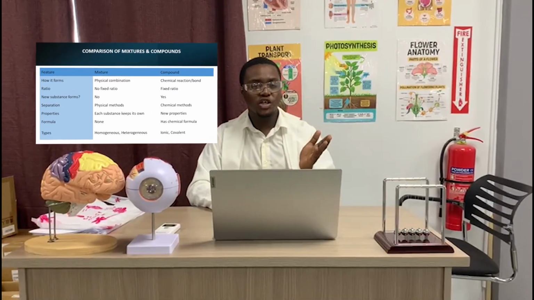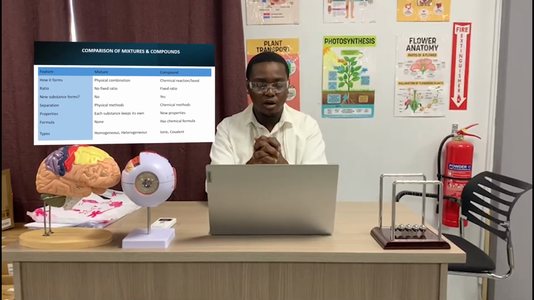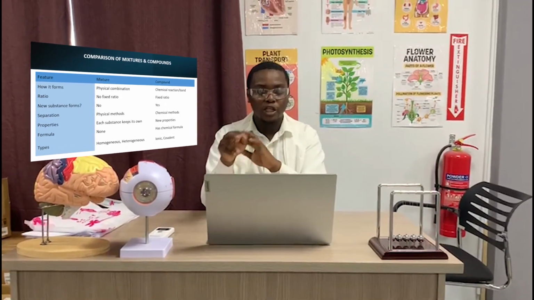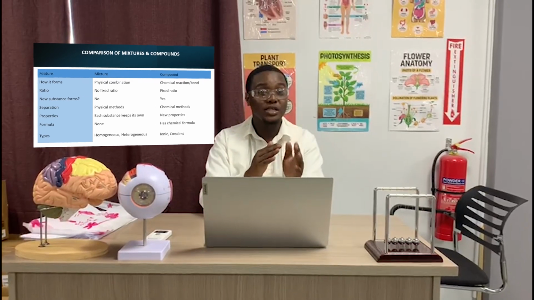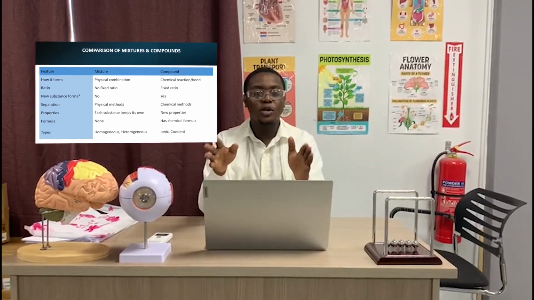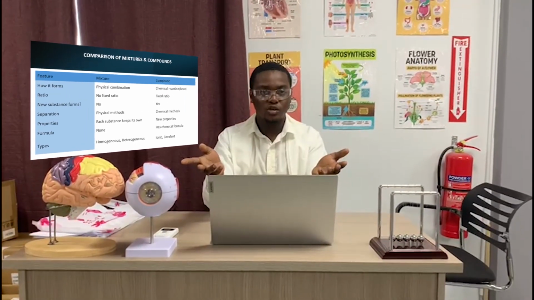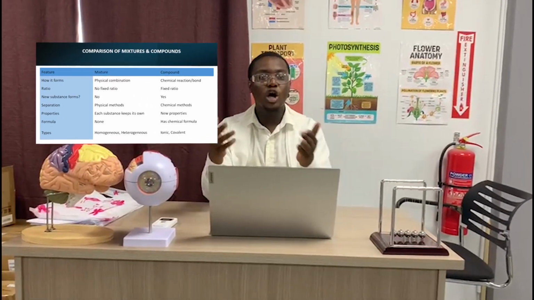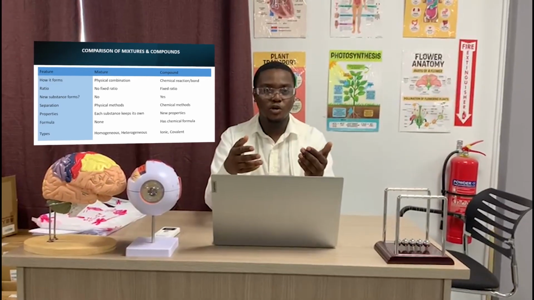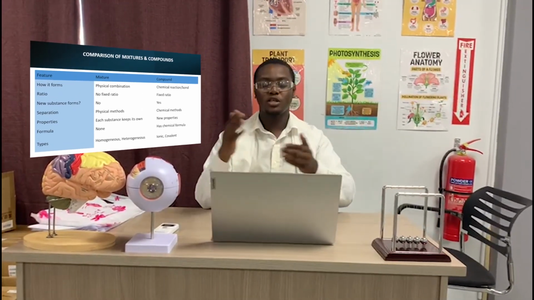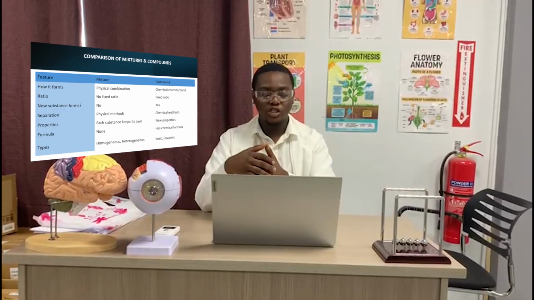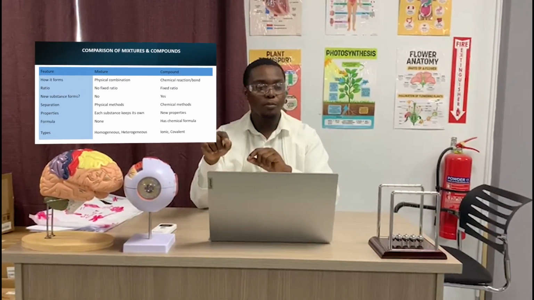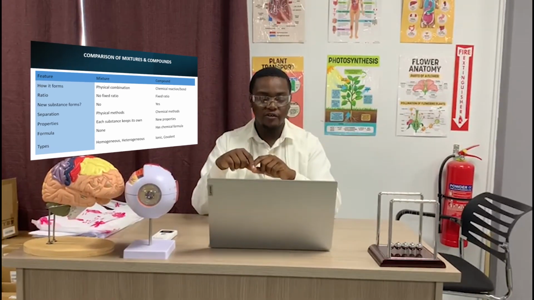Now, for mixtures, they are physically combined, while compounds are chemically bonded. The ratio is that mixtures has no fixed ratio. You can add how much of each solution you want and they will still combine. But for compounds, it's a fixed ratio, a certain amount to a certain amount. For mixtures, no new substance are formed, while for compound, new substances are formed.